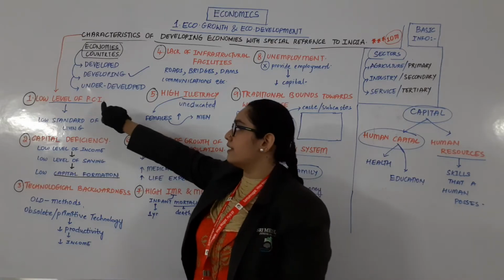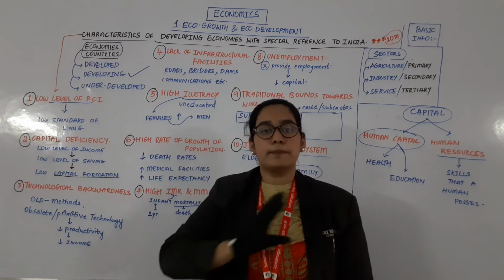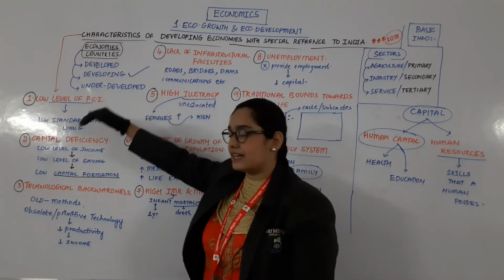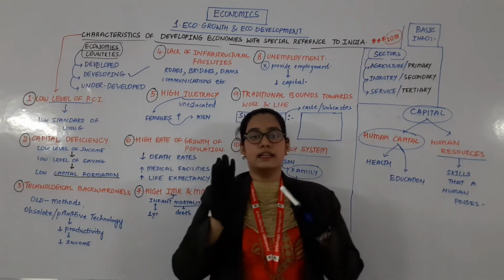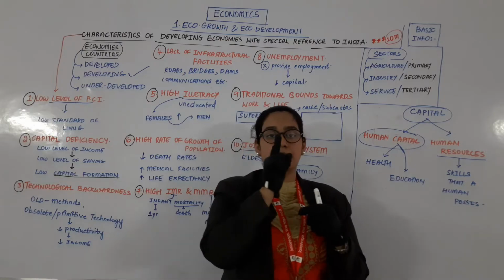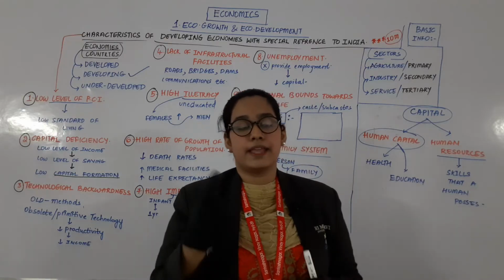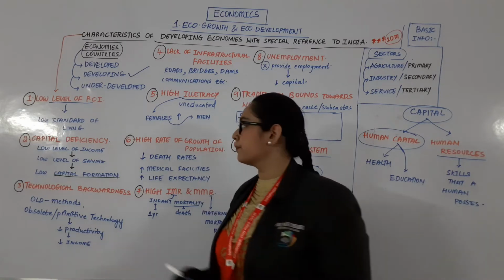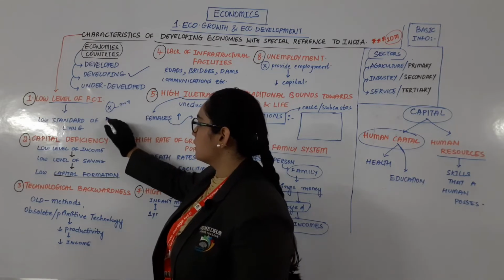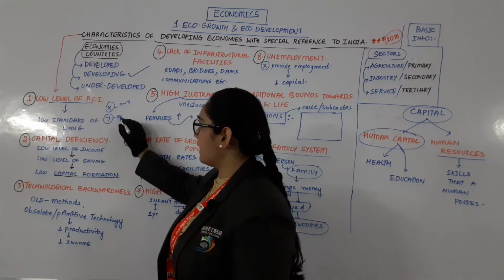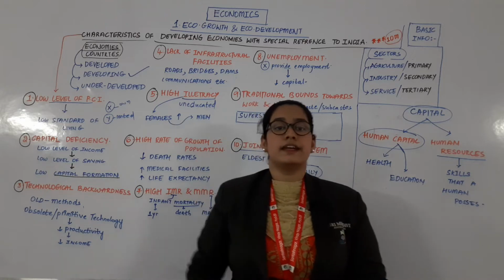Okay. When you have less per capita income, it means less money per person. When you have less money, that means your standard of living is also less. Again, let us take an example. There are two persons, X and Y. X is having an own house, and Y is having a rented house.